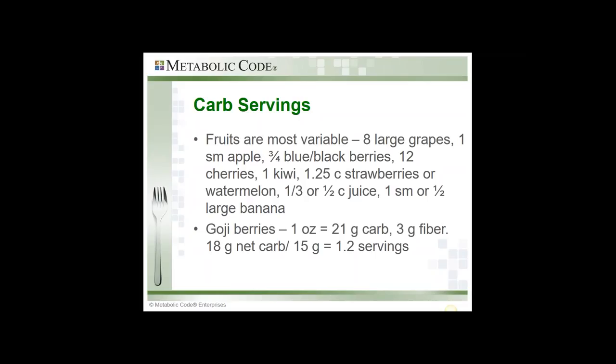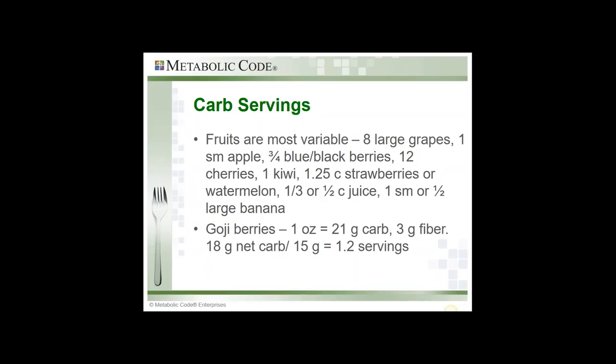The reason the serving sizes are so variable is because the amount of sugar in different fruits is so variable. We know grapes to be a pretty sweet fruit. When we eat a grape, it's sweet. The serving size on grapes is 17 small grapes or 8 large grapes. 1 small apple, 3/4 cup of blueberries or blackberries, 12 cherries. This is how specific it is. 1 kiwi, 1 1/4 cup strawberries or watermelon. So we know strawberries are not quite as sweet a fruit.